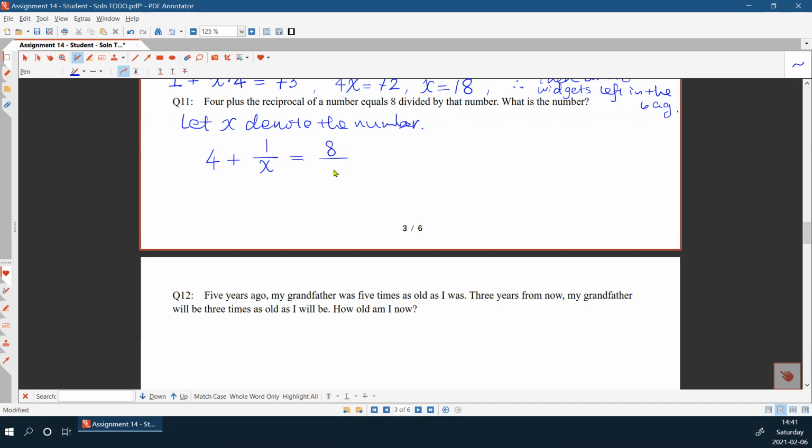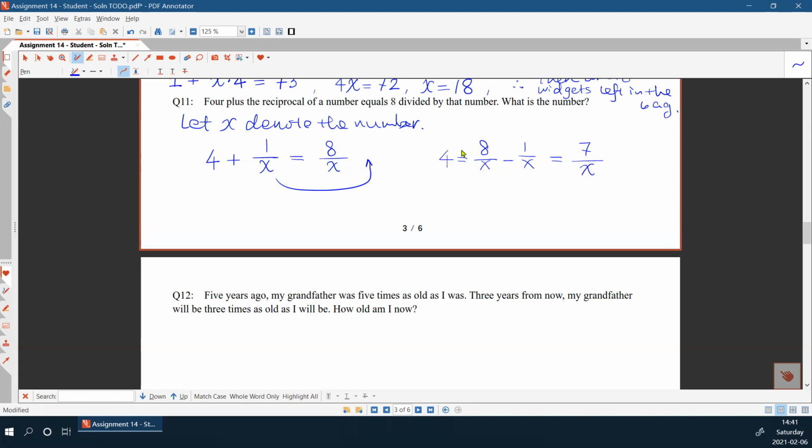8 divided by that number means 8 over x, right? So here, this is our equation. And from this equation, we can find our x. All we need to do is to put all the x's onto the right side of the equation. So this gives you 4 equals 8 over x minus 1 over x, because we have the common denominator, right? So we can combine them to 7 over x.